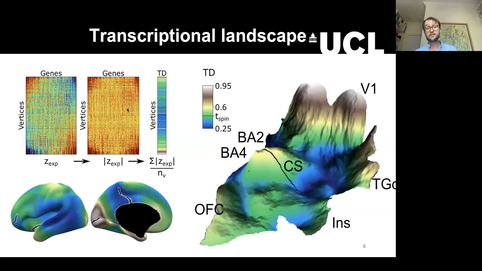And when we map this to the surface, you start to see some familiar regions coming out as having particularly distinctive expression profiles. So we see V1, we see the parahippocampal gyrus, we see the temporal sulcus, the central sulcus, the pre and post central motor and sensory areas, as well as the anterior cingulate.